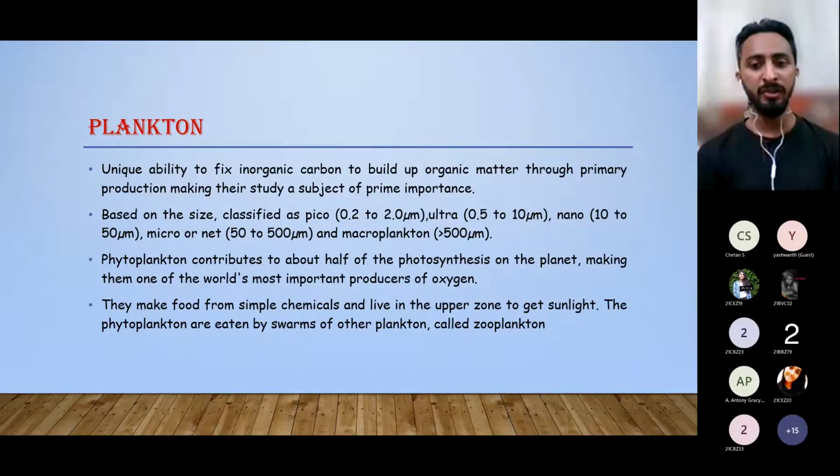Phytoplankton are eaten by zooplankton. Zooplanktons are eaten by other larger zooplankton. Those are eaten by fishes, and similarly the chain continues.